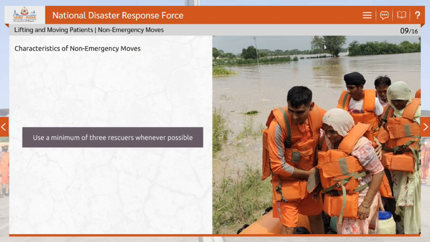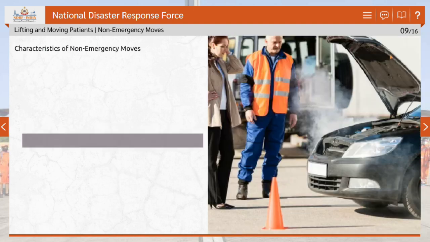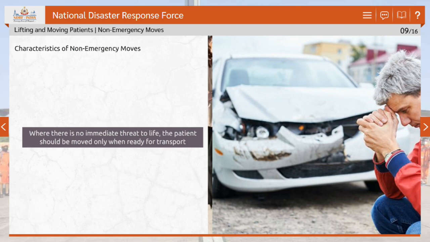If possible and when in doubt, always suspect spinal injury and provide full spinal immobilization on a backboard before moving. For example, a patient out of a car crash should always be immobilized even if he or she appears well. Where there is no immediate threat to life, the patient should be moved only when ready for transport using a non-emergency move.